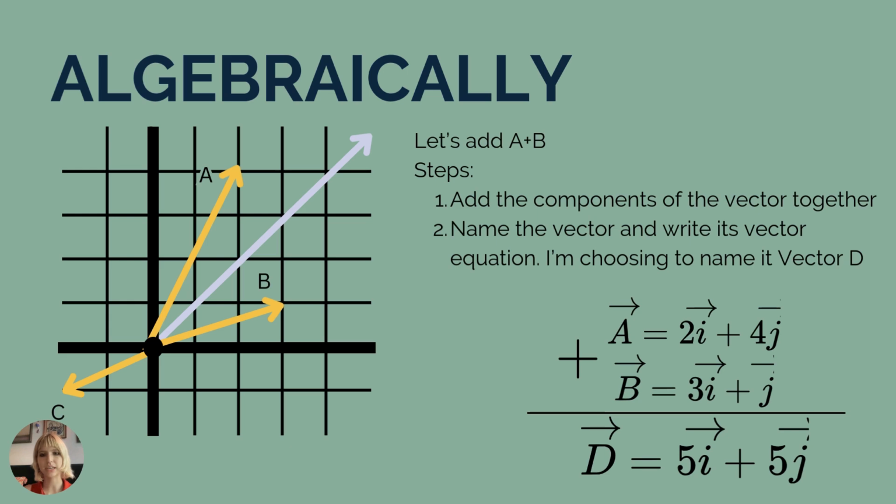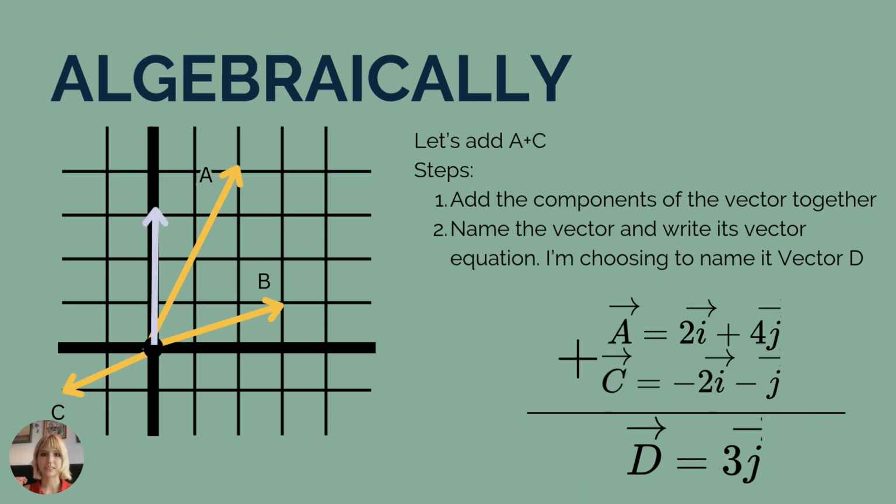So here we have vector A is 2 i hat plus 4 j hat. Vector B is 3 i hat plus j hat. That's going to be 5 i hat plus 5 j hat. As you can tell, it's the same exact thing as graphically adding them. Now A plus C is the same exact thing, and as you can see, vector D is the same exact vector as we got when we did it graphically.